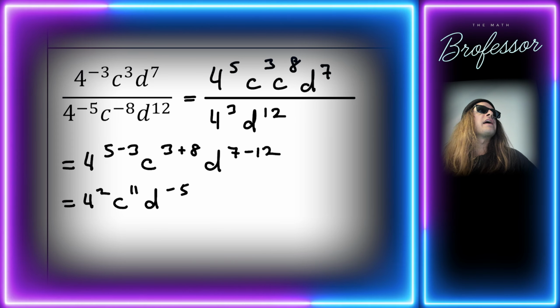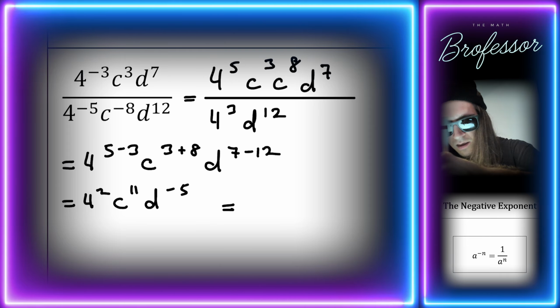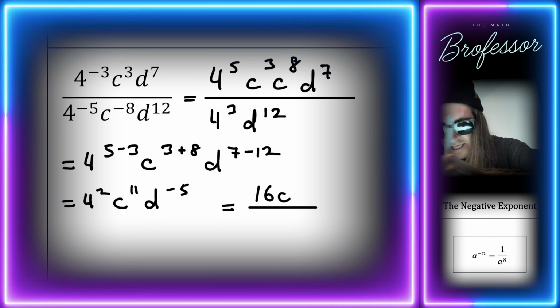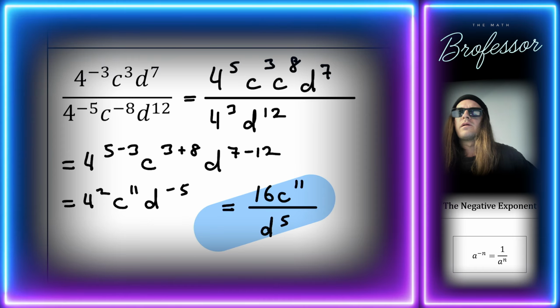Because of that negative exponent, we need to reciprocate. So negative exponent now. Also, 4 squared is 16. Make that a 16. Keep the C up top. Move the D to the bottom. That's it. That's it right there.